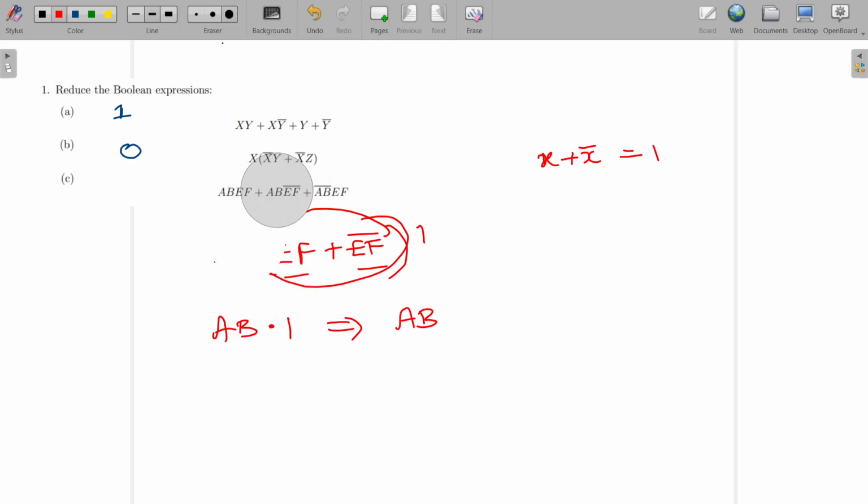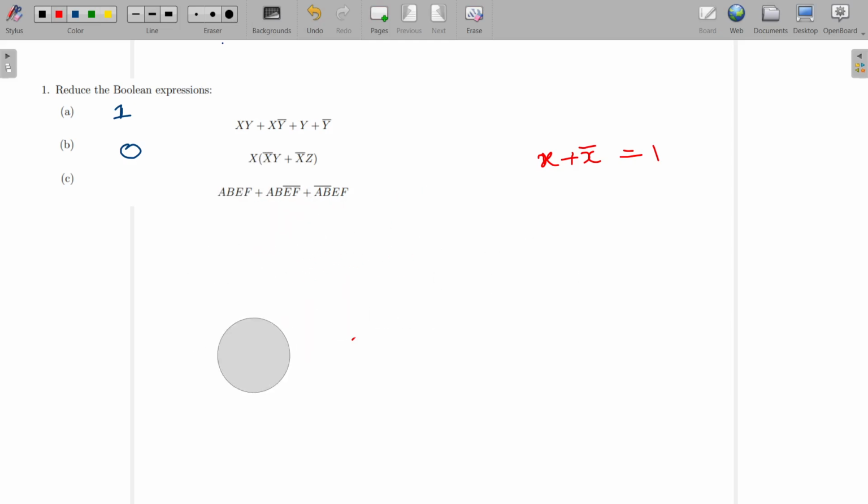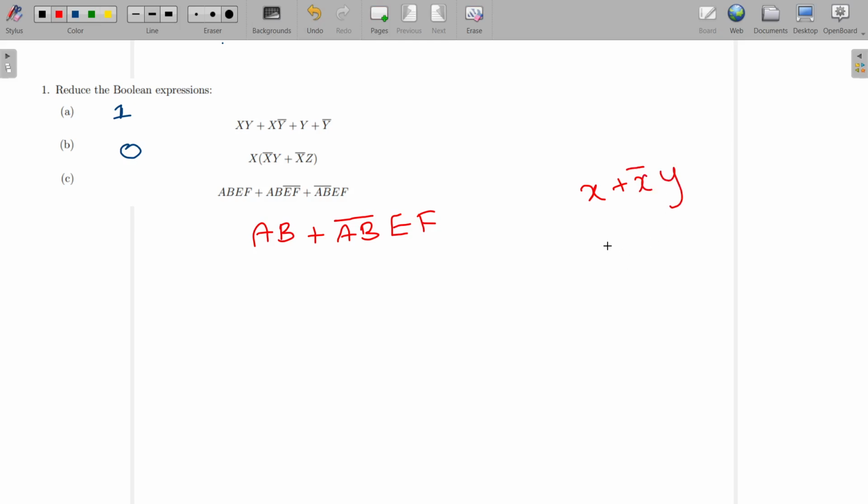So for the first two terms we got AB. Then you have the third term. The third term is AB bar EF. So this is of the kind x plus x bar y. So there the answer is x plus y. Similarly here, instead of x we have AB, plus AB the whole bar into EF. So this should be written as AB plus EF. So this is your answer.